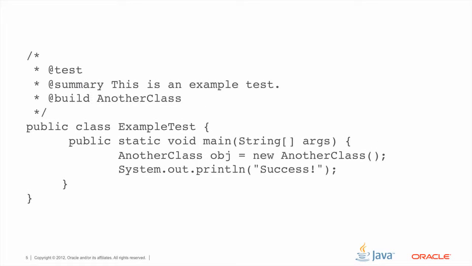We've added a third tag. Suppose we've modified the test to have a dependency on some class named another class. And so we need to add a tag @build another class that tells the JTREG test framework to build that other class. All right, well, that seems pretty simple. We've added an @build tag. What could go wrong with this?